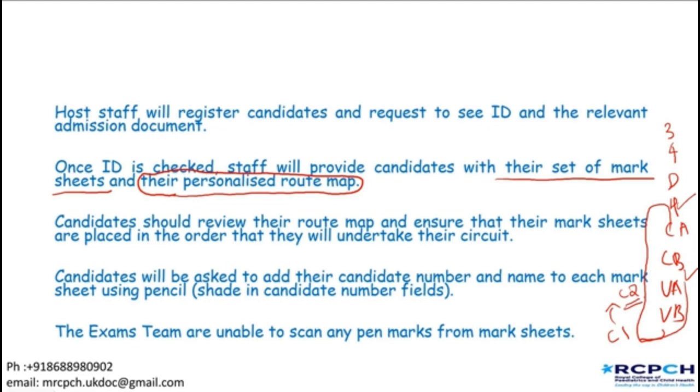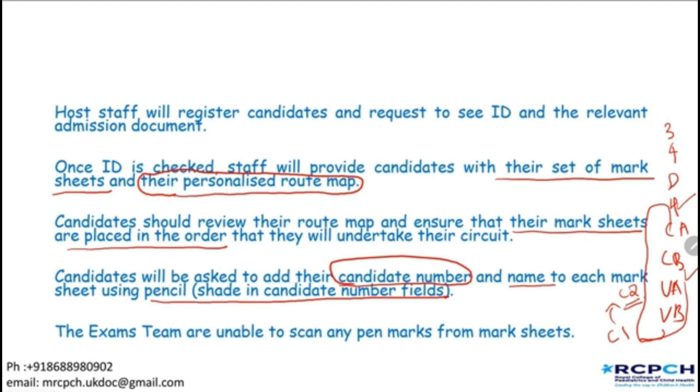You have to review the route map and arrange the mark sheets for each station according to that order in the personalized route map. Candidates will be asked to add their candidate number. This candidate number will be in your admission document, and you also need to write your name on the mark sheet using a pencil. Always use a pencil. The pencils will be provided at the center itself. The exam team is unable to scan pen marks, so never ever do the shading with a pen.